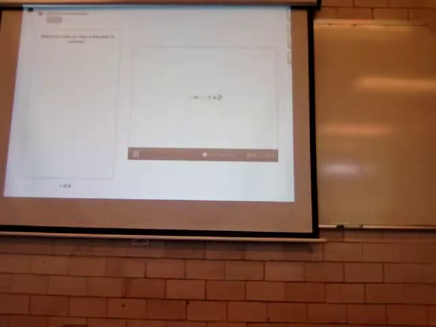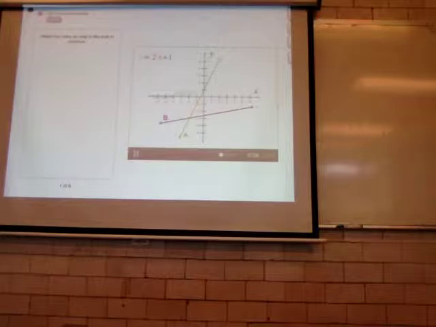Let's look at the function when m is 2 and b is 1. So y equals 2x plus 1. Which of the four lines here represents the function y equals 2x plus 1?